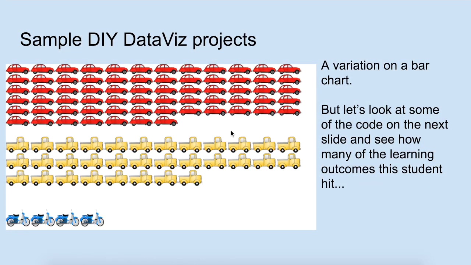In this example, the student constructed a variation of a bar chart using repeated icons. This is actually the number of cars, trucks, and motorcycles seen in the college parking lot. You can tell we're in Florida. Look at the large number of pickup trucks. We can look at the code on the next slide and see which of the learning outcomes in the class the student may have hit in his efforts to produce this graphic.